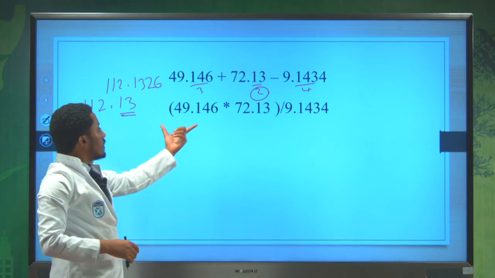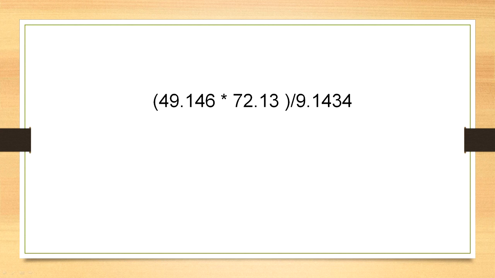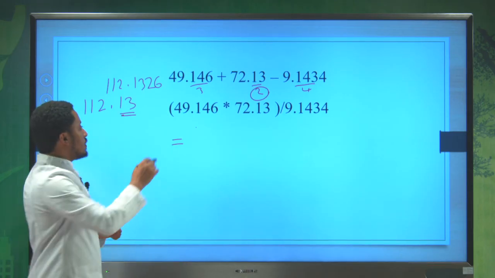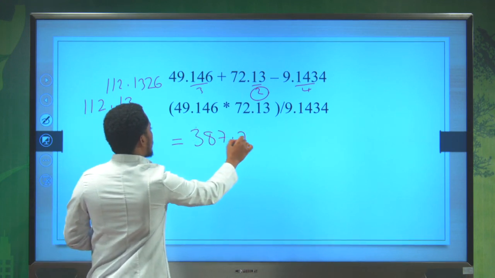Okay, what if it is multiplication and division? In this process, we have to use the least significant figures. So first, let us calculate it. Okay, the answer is going to be 378.7005.